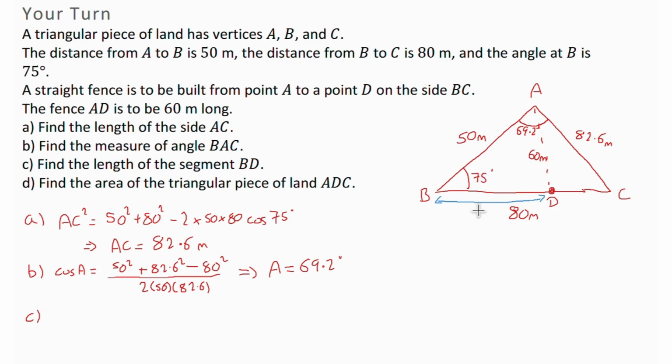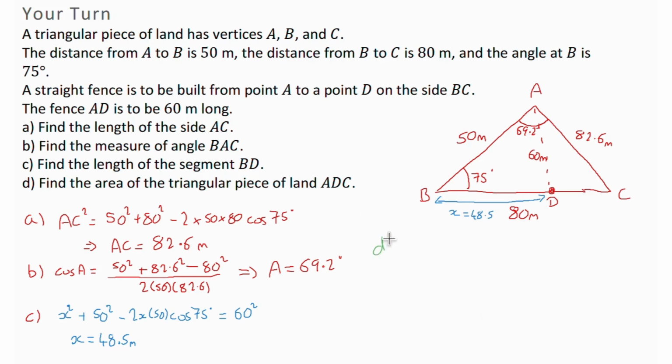So I know that if I call this x, then x squared plus 50 squared minus 2x times 50 times cos 75 degrees is equal to 60 squared. And I'm going to put that into my calculator, into the graph. I'm going to graph this side and graph that side, and I get a solution that x is equal to 48.5 meters. So this value here, x, is going to be 48.5.